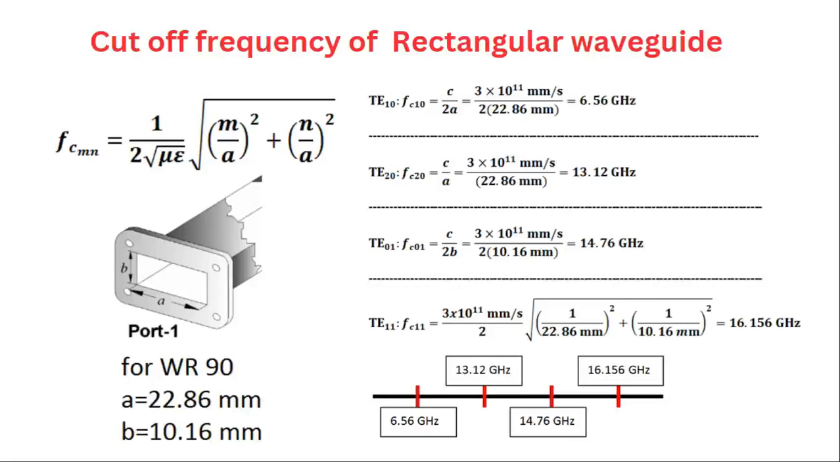Here, the case of WR90 waveguide is taken for the simulation purpose, and the broader dimension of the rectangular waveguide considered is 22.86 millimeters. The narrow dimension is 10.16 millimeters. For TE10 mode, the cutoff frequency turns out to be 6.56 GHz, and for TE20 mode, the frequency is 13.12 GHz. For TE01 mode, it is 14.76 GHz, and finally for TE11 mode, it is 16.156 GHz.